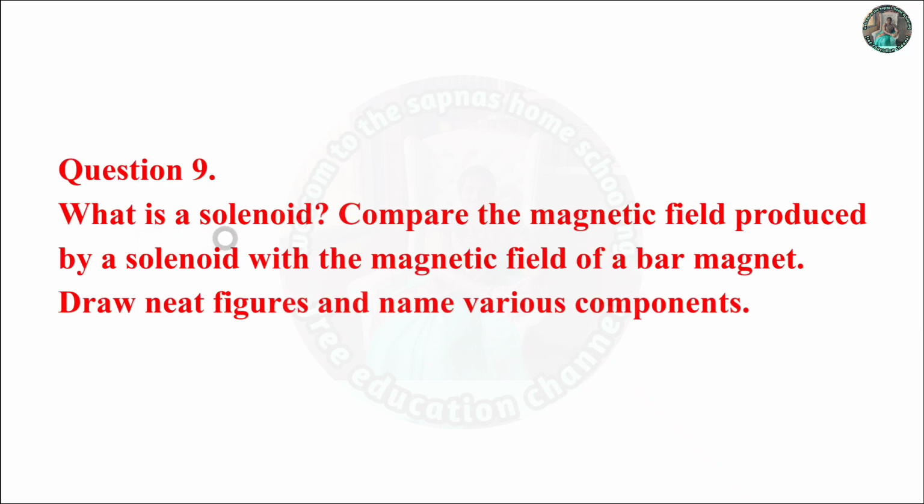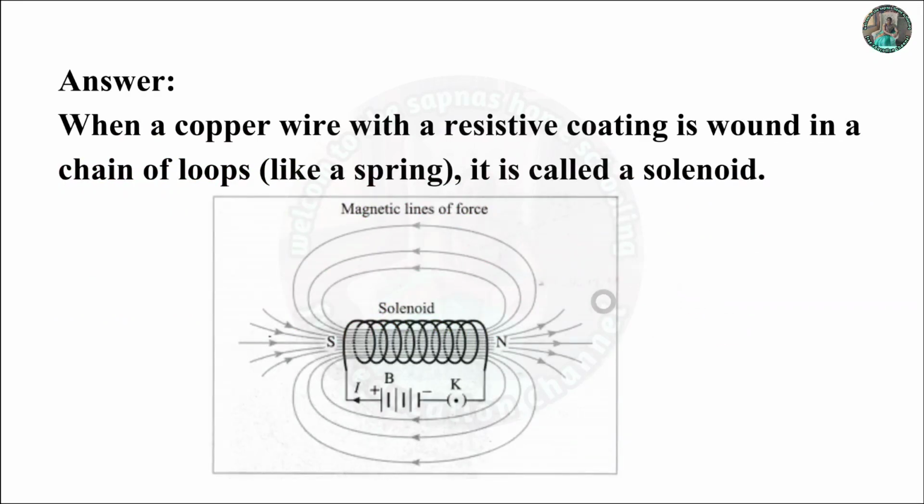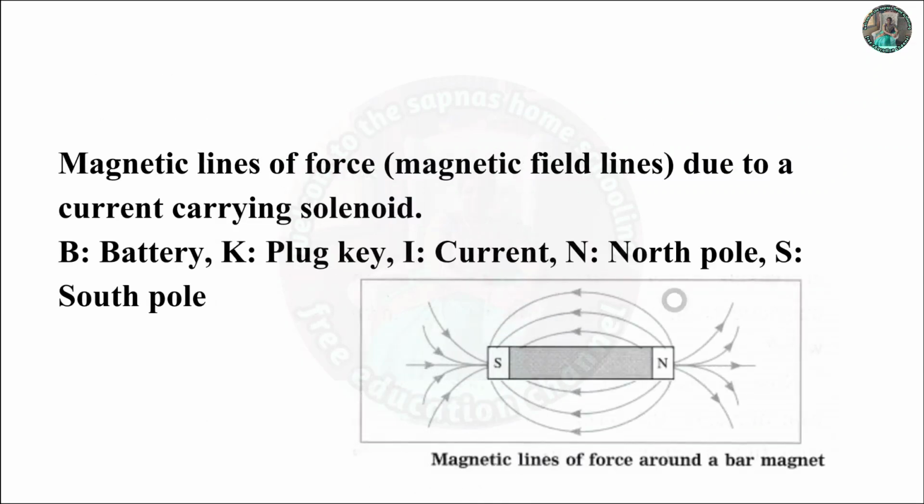Question 9. What is a solenoid? Compare the magnetic field produced by a solenoid with the magnetic field of a bar magnet. Draw a neat figure and name various components. When a copper wire with a resistive coating is wound in a chain of loops, like a spring, it is called a solenoid. Dear friends, draw this diagram neatly.